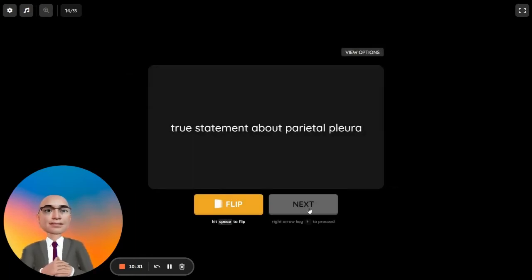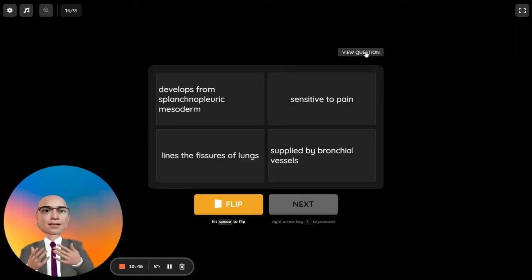True statement about parietal pleura. The parietal pleura is a pain sensitive pleura. It is supplied by somatic nerves, isn't it? So let us see the options. It develops from splanchnopleuric mesoderm. The correct statement is it develops from the somatopleuric mesoderm. The parietal pleura is pain sensitive. This is a true statement.